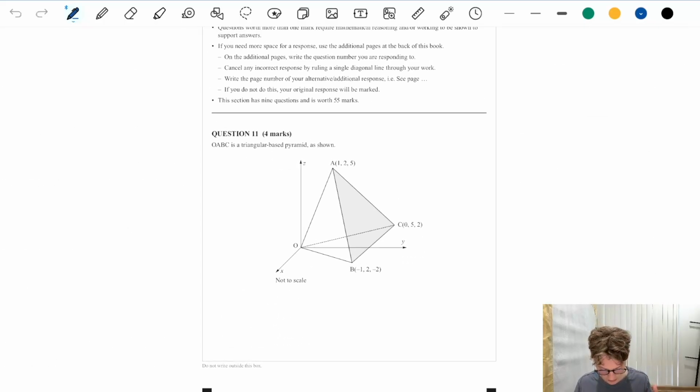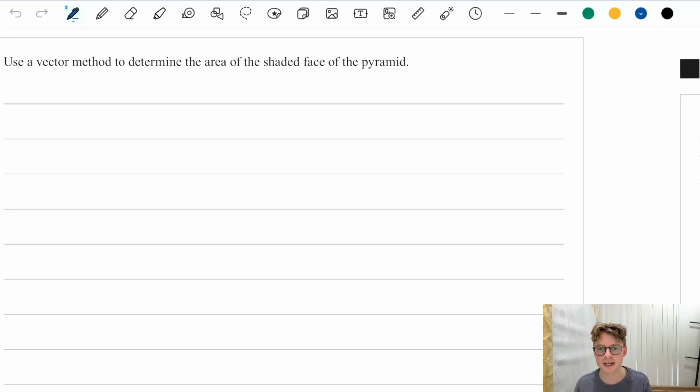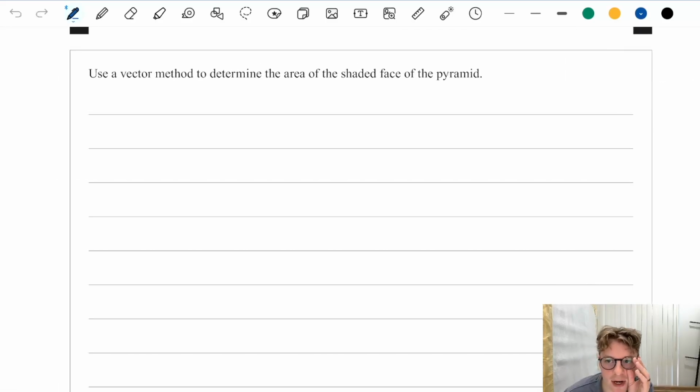Hang on. Did I miss part A? Where's the actual... Is there not... This is just it. Okay. Use a vector method to determine the area of the shaded face of the pyramid. So we should know that to get the area, that is the magnitude of the cross product.